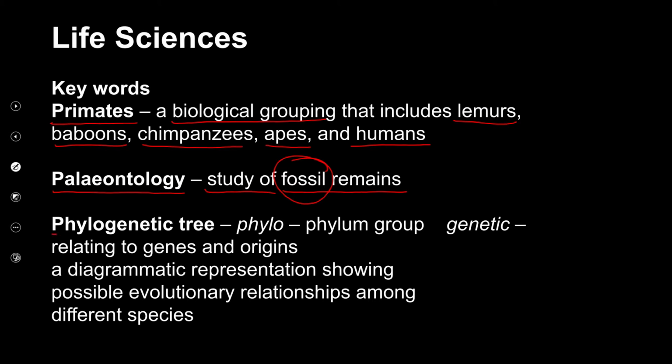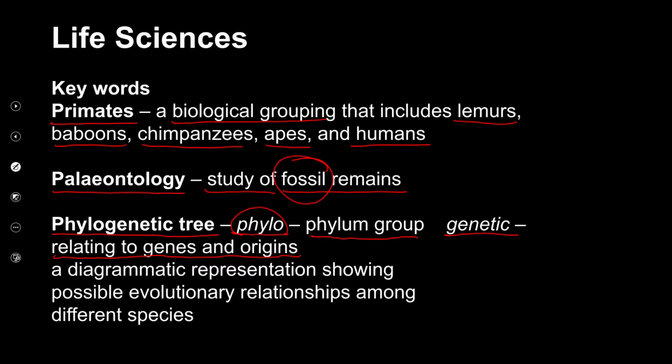All right, then we've got phylogenetic tree, and this is an important term. It's our evolutionary diagram, and if we break the term up, we have a look at the first part, phylo, and that means phylum group. So we look at groups or phyla, and then the second part of the term is genetic, and that basically means relating to genes and origins. So that's actually quite a nice description of the diagram.